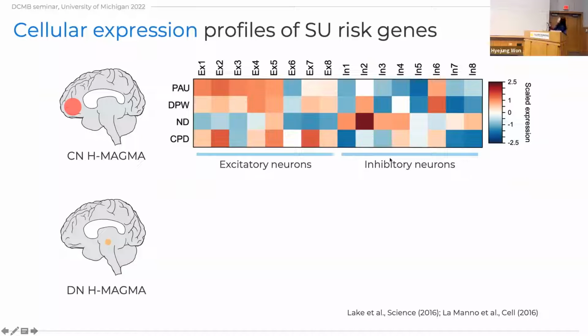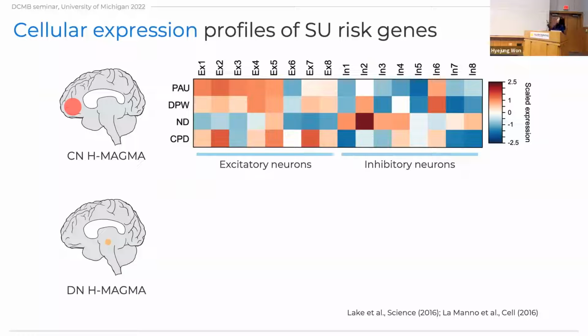I found that upper layer excitatory neurons seem to play a role. And in addition to that, these inhibitory neuron subtype 6, which stands for parvalbumin inhibitory neurons, seem to be shared among problematic alcohol use, drinks per week, and cigarettes per day.